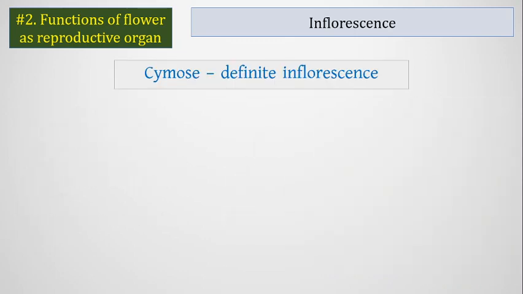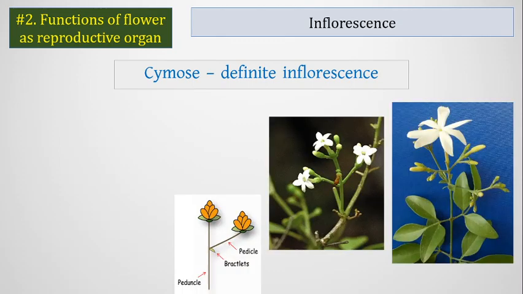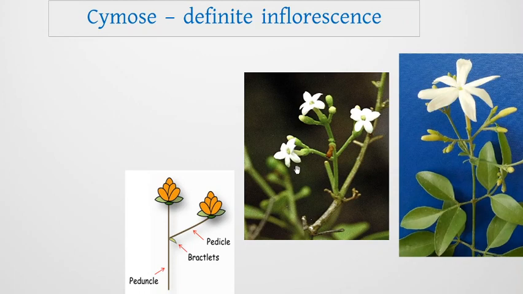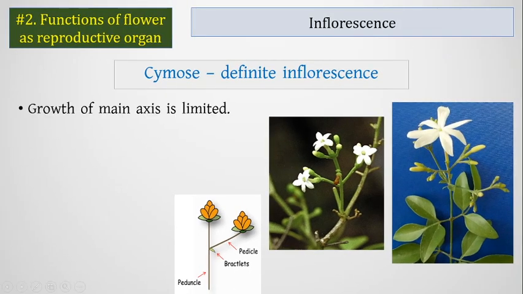Now when we talk about cymose, definite inflorescence, at first we see the examples. The example is jasmine. One kind of jasmine is belly, one kind of jasmine is Jui. So both are called jasmine. Now its growth is definite. The growth of the main axis is limited.